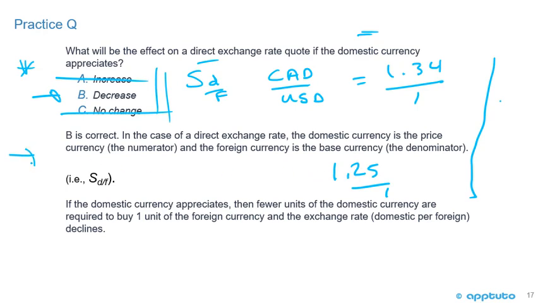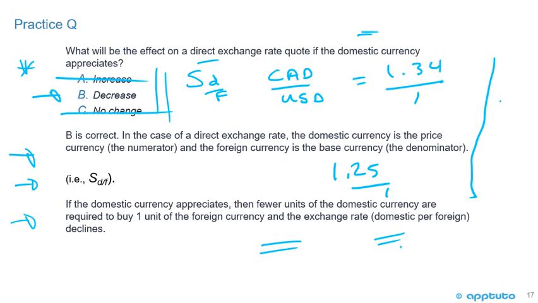So B is correct. In the case of a direct exchange rate, the domestic currency is the price currency, the numerator. Foreign currency is the base, i.e. the denominator, D over F. So if the domestic currency appreciates, fewer units of the domestic currency are required to buy 1 unit of the foreign currency, and the exchange rate, domestic per foreign, declines.